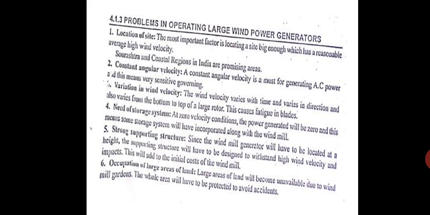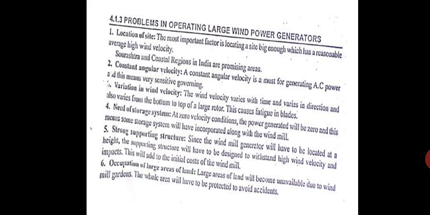Constant angular velocity is a must for generating AC power, and this means very sensitive governing. As we are discussing, there is something called yawing, the movement of the nacelle on a horizontal plane, so that the blades can face the wind and generate the maximum amount of power.